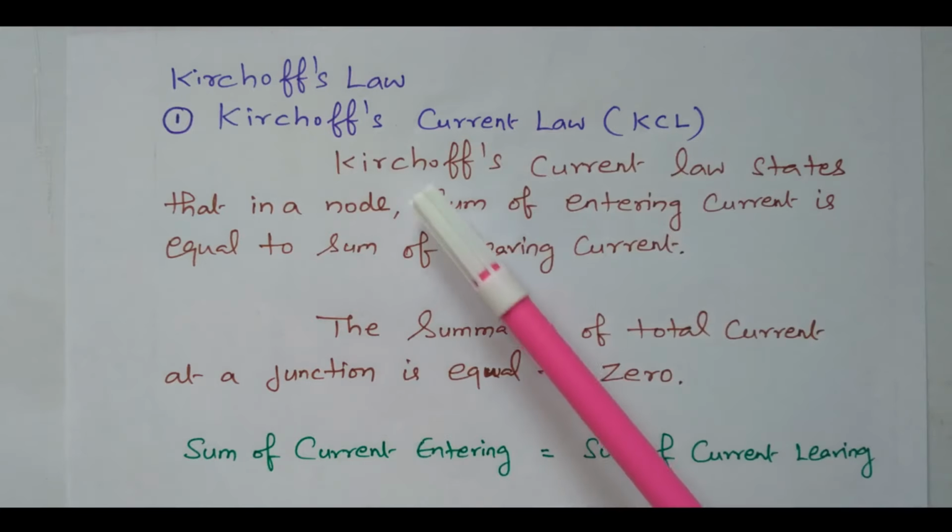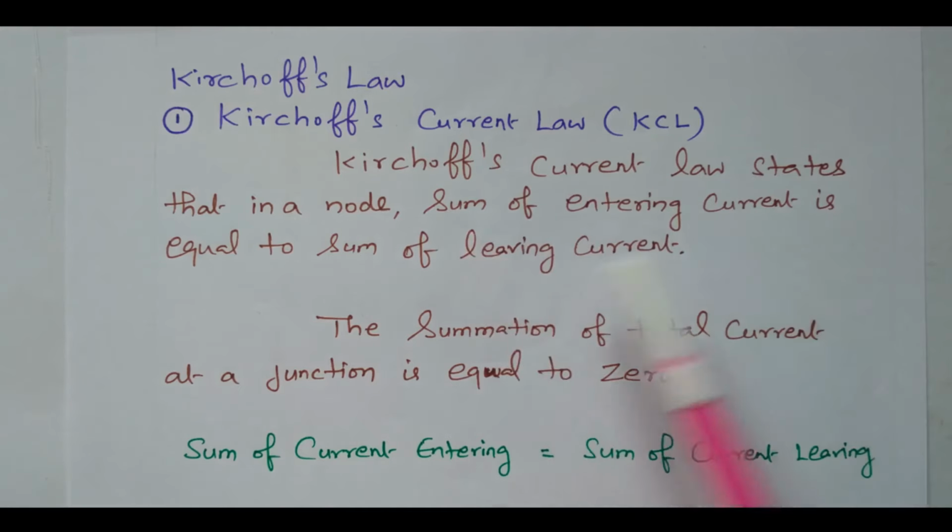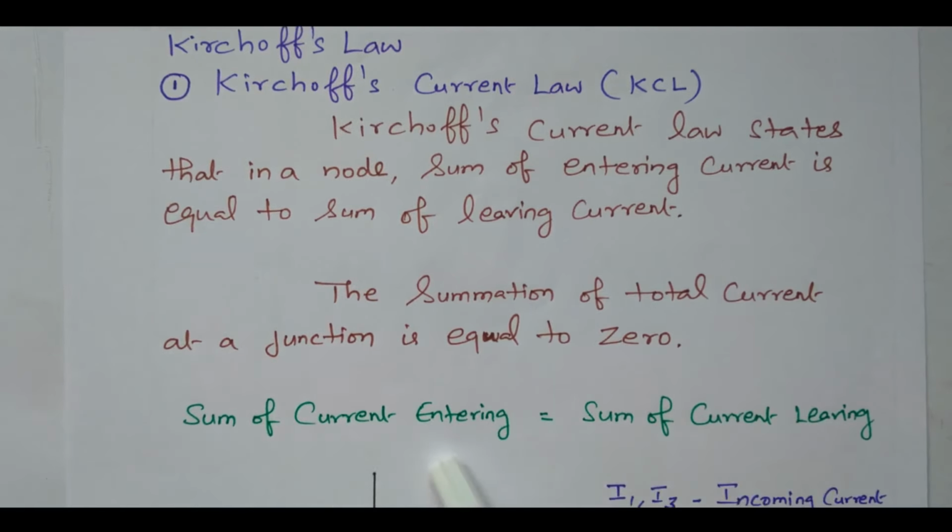The statement of Kirchhoff's current law is that in a node, the sum of entering current is equal to the sum of leaving current. If we consider any node, the current entering the node is equal to the current leaving the node. In other words, the summation of total current at a junction is equal to 0. So that can be written as sum of current entering equals sum of current leaving.